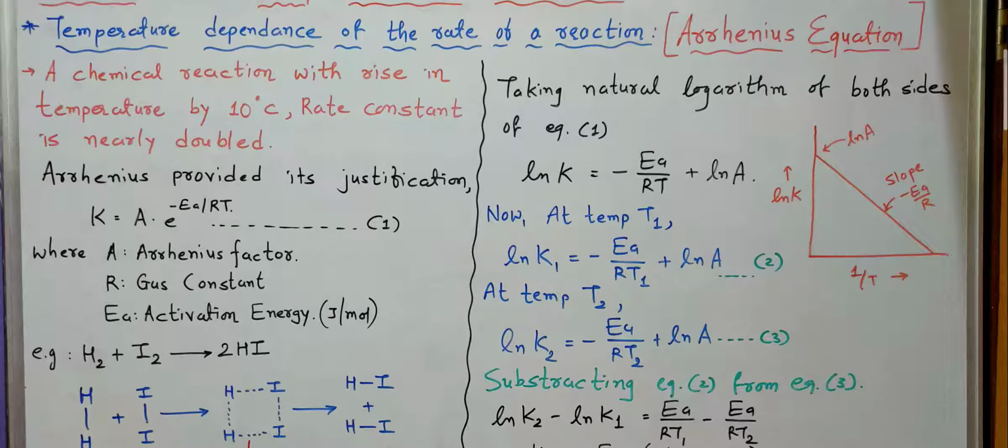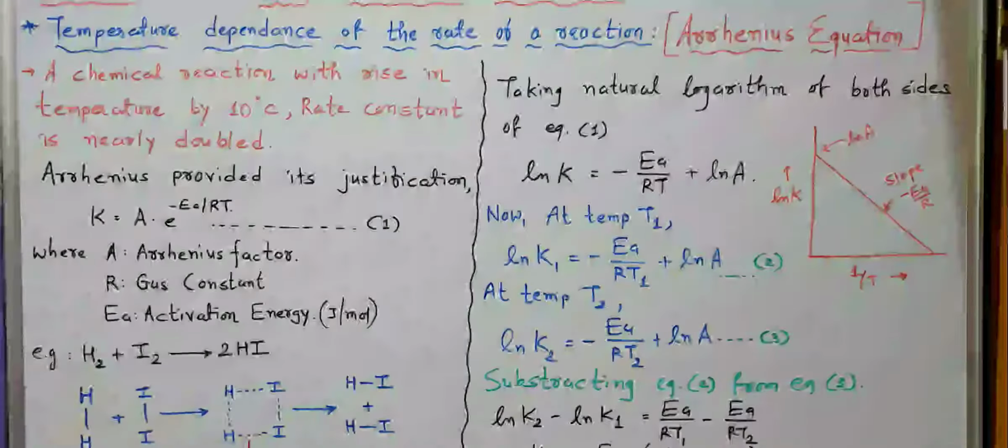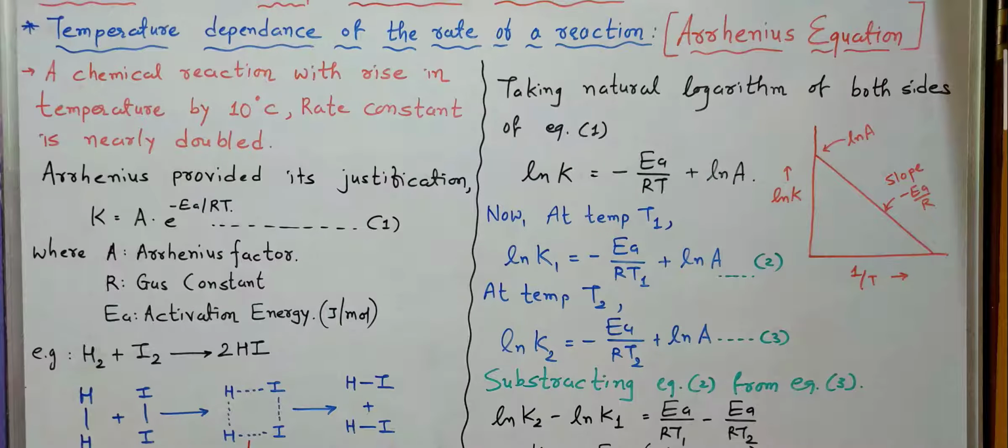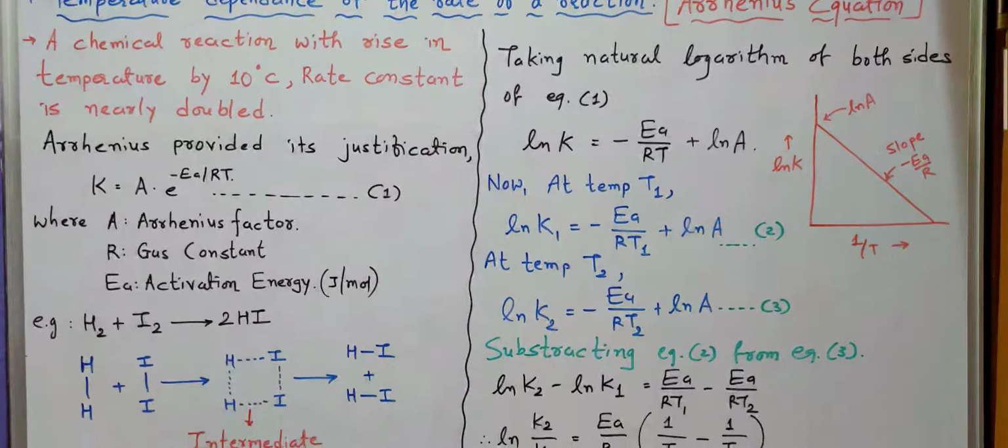After that, two graphs, you have to make two equations at temperature 1 and temperature 2. ln K1 is equal to minus EA upon RT1 plus ln A. EA and R are constant. ln K2 is equal to minus EA upon RT2 plus ln A.